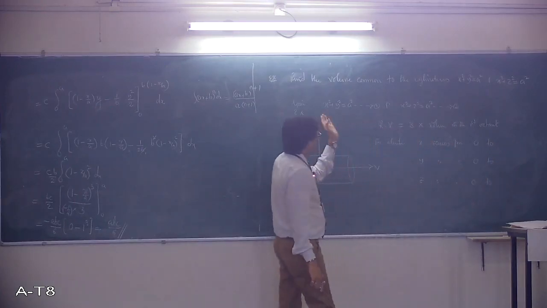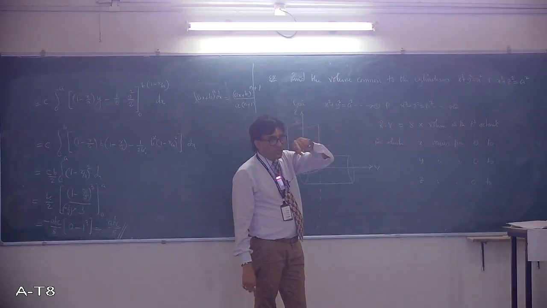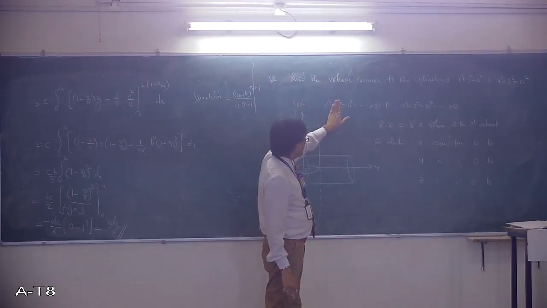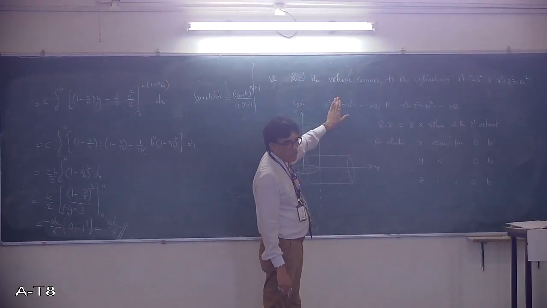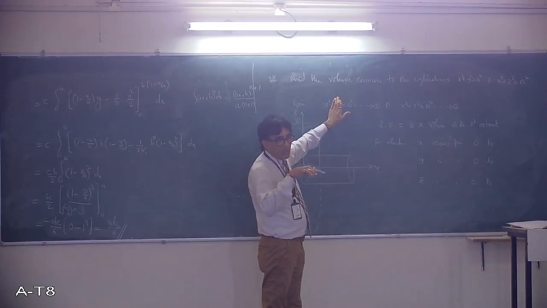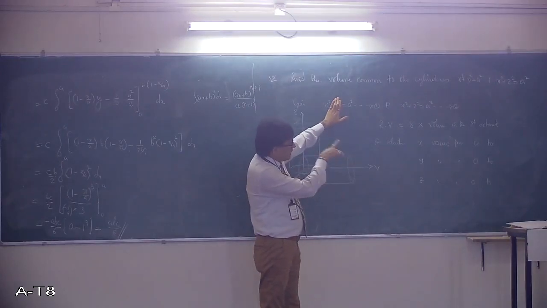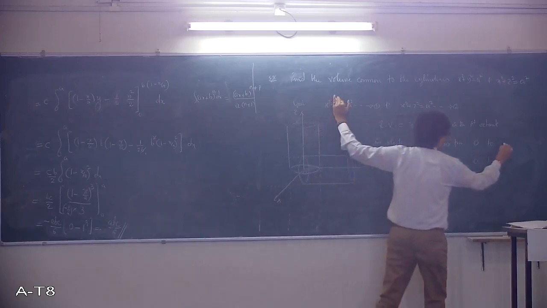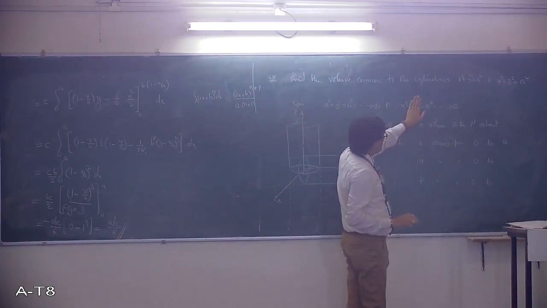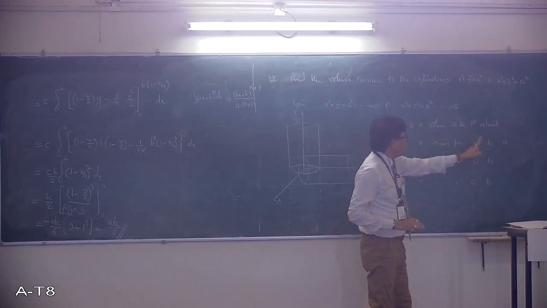Upper limit. From both of the equations, you should have the value of x is the same. When you are finding x, this comes x square is equal to a square, or x is equal to plus or minus a. Since it is a positive octant, I am taking only the upper limit as positive. Here also you are getting x is equal to a itself, therefore x varies from 0 to a.